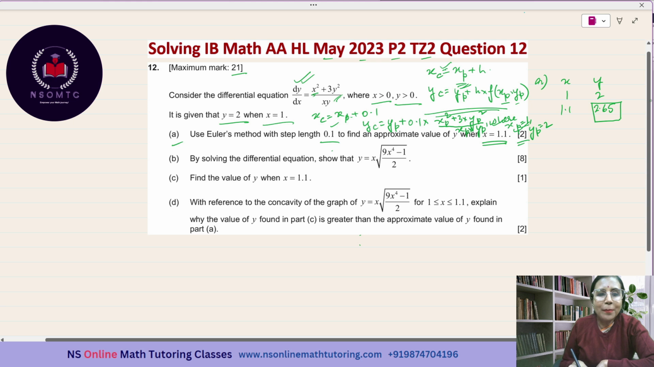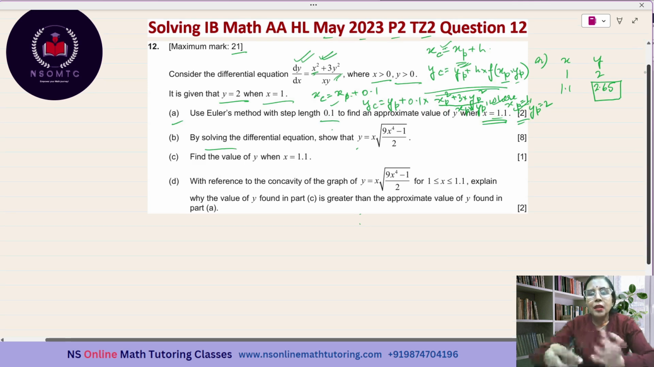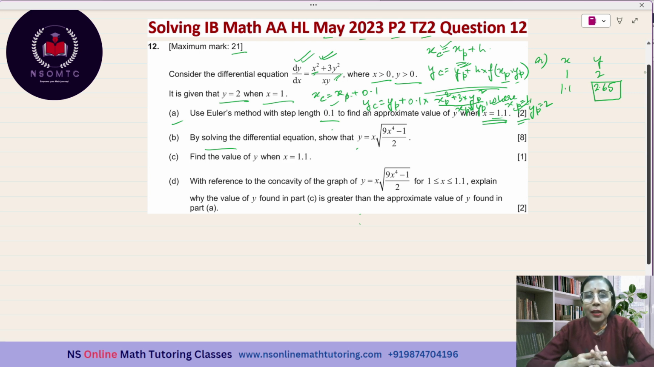Okay. So coming to subpart B, by solving the differential equation, show that y is equal to this. We have got the approximate value of y when x equal to 1.1. Now they are asking us to solve this differential equation. And we know several methods, at least 3 methods of solving differential equations. The first one is separation of variables. But over here, we cannot separate the variables, because I can separate the terms: one will be x square over xy, and the second term will be 3y square over xy. We cannot separate the x and y totally. So we cannot use this method.